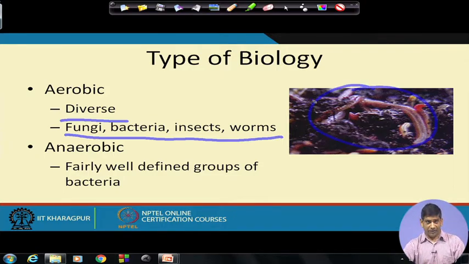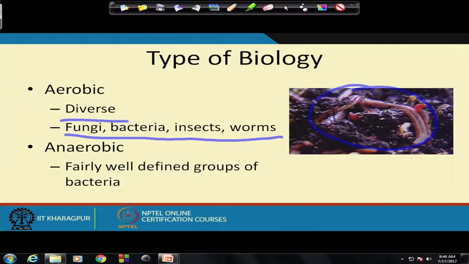And then anaerobic is a group of bacteria, it is fairly well defined. In this particular class, we will not go into detail about the type of bacteria, the names and type and family and all that, because it is not a microbiology course. We are focusing on how to design this compost system or how to design the anaerobic digester, from a big picture perspective.